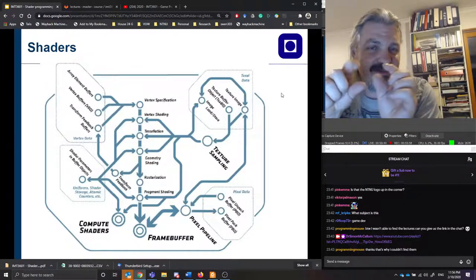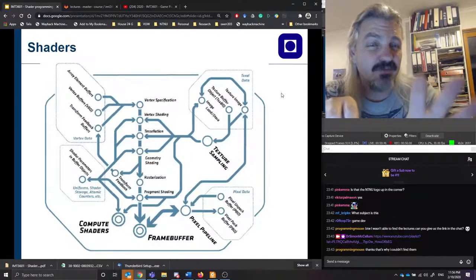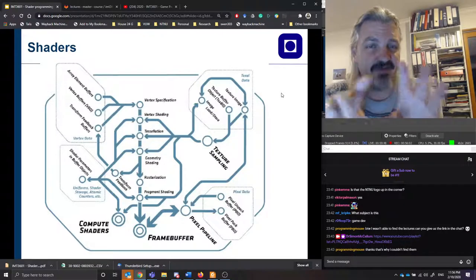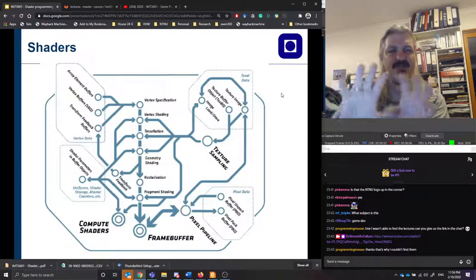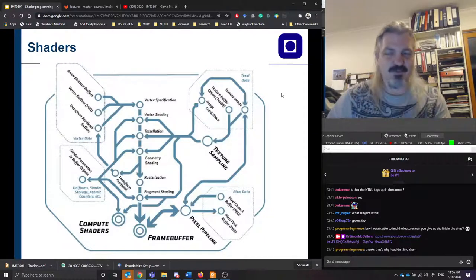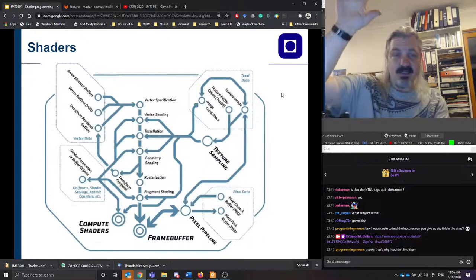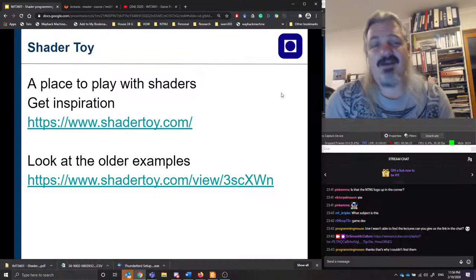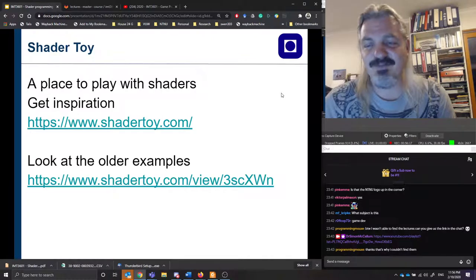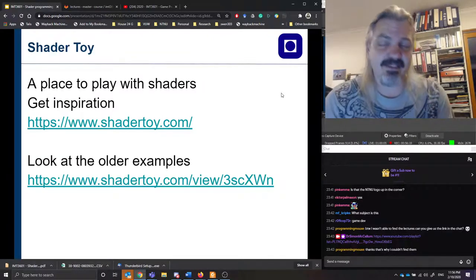So, but those are only things that can be done on pixels in the fragment shader, right? So you've got to think, okay, I don't have any data about the model anymore. I'm just looking at pixels that I can see. Okay, so that's the main pipeline. Now, of course, this is just an introduction. Where you actually learn is by doing this stuff.